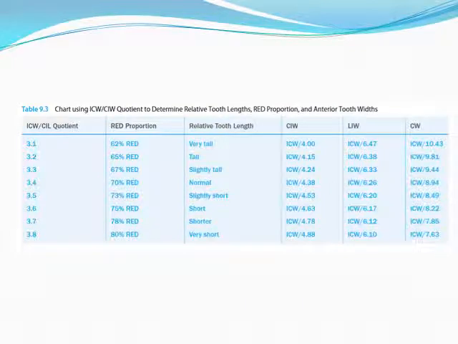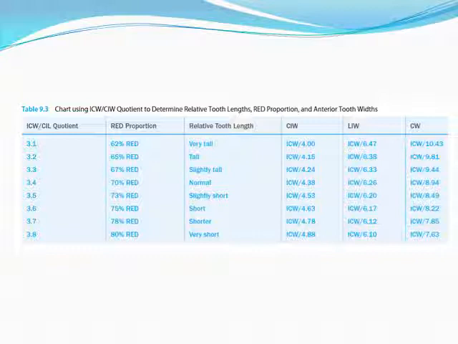Also, there is a very important chart here, another way to do it clinically and fast. You can use this chart for easy calculation of the width of each of the anterior teeth. How can we do that? It's easy: divide the intercanine width, from distal of the canine to distal of the canine, over the central incisor length. The result will be a number from 3.1 to 3.8. Using each number, you can get the RED proportion, relative tooth length, central incisor width, lateral incisor width and canine width.